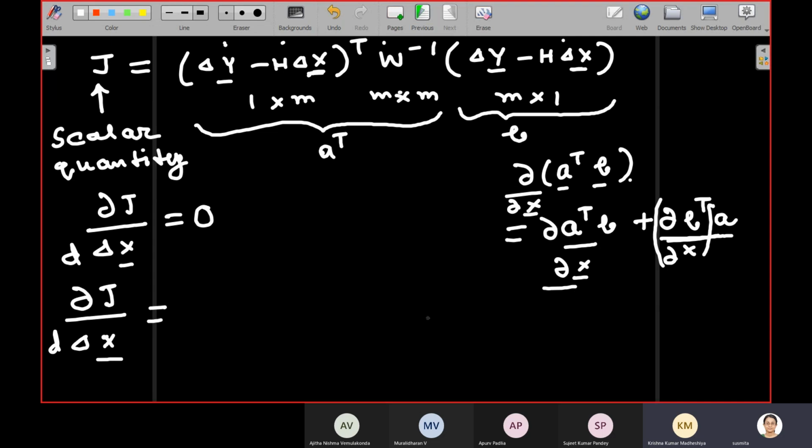Let's consider the second term. So at least tell me for the second term what the derivative is. You can tell for the first term also. Tell me for the first term what the derivative is. What is the derivative of delta A transpose by delta X? What will be the derivative?